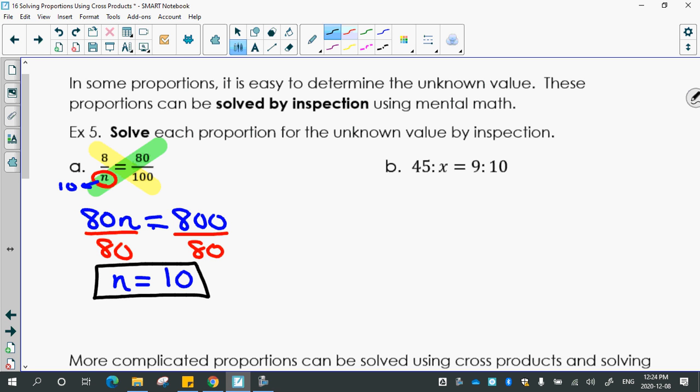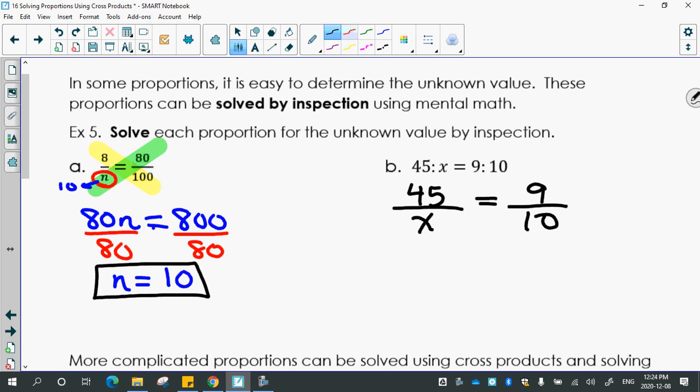And if you weren't sure, you could try here, is 10 times 80 the same as 8 times 100? It is. Okay? All right, so we're going to do the same thing here, but we have to first rewrite it as a fraction. So 45 over x equals 9 over 10.